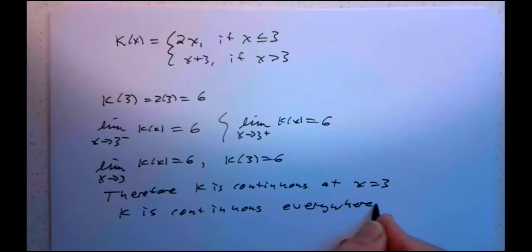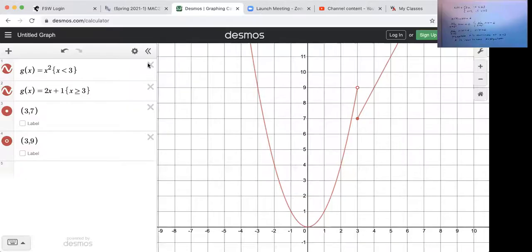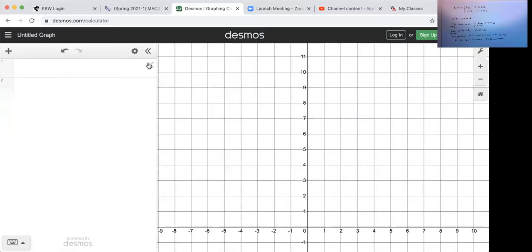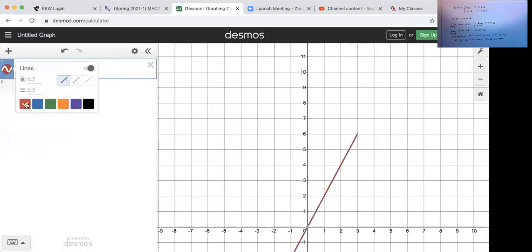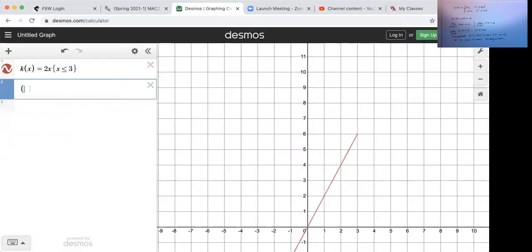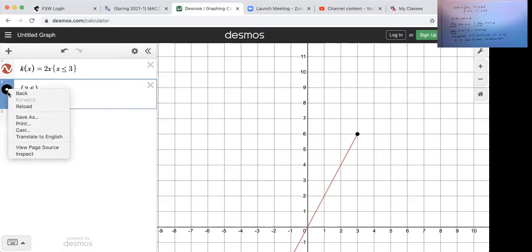So we were able to do that analysis without looking at a graph, but let's quickly look at a graph now. So we're going to start with k of x is 2x if x is less than or equal to 3. And just for emphasis, if x is 3, 2 times 3 is 6, I'm going to put the point (3, 6) on the graph. So (3, 6) is a solid dot.